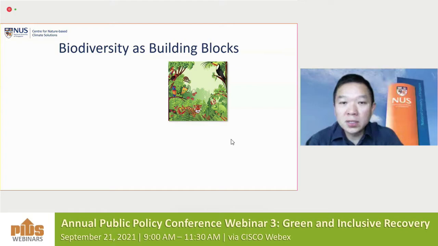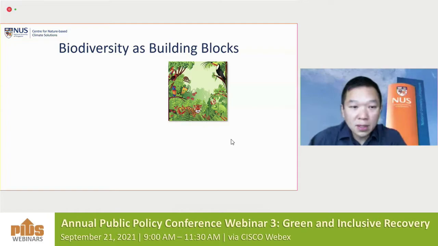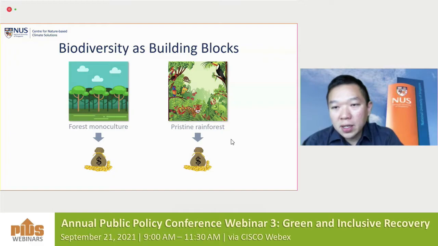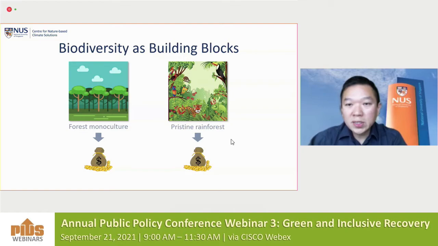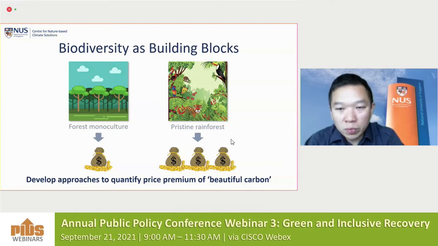Now, this value of biodiversity is currently not properly reflected or internalized in carbon pricing. At the moment, 1 ton of carbon from a monoculture can be priced the same as 1 ton of carbon from a highly diverse, pristine rainforest. But we know intuitively that carbon from a pristine rainforest is so much more valuable than carbon from the monoculture. And so our center is also exploring ways to quantify this price premium of what we call a beautiful carbon.